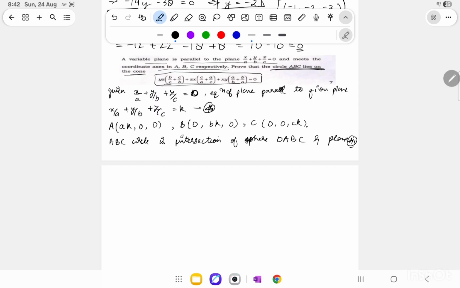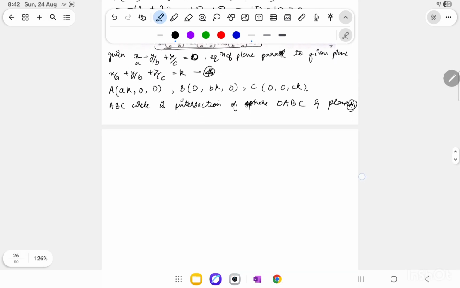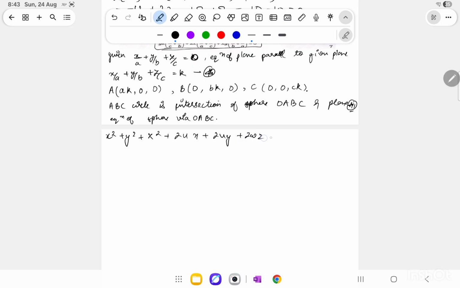So first let us just find out the equation of the sphere passing via OABC. We know the general equation of a sphere is x square plus y square plus z square plus 2ux plus 2vy plus 2wz plus t equals 0. If we substitute the coordinates of O, then we get t as 0.